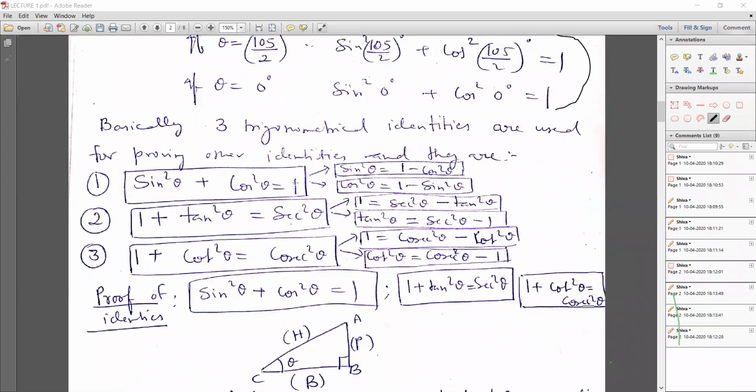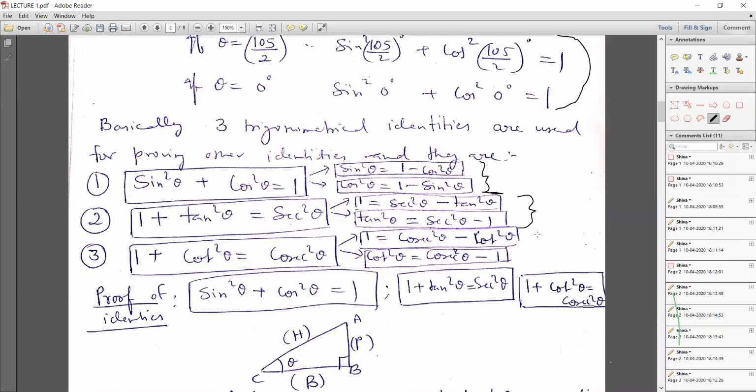Now, the first identity is sine square theta plus cos square theta is equal to 1. Second identity is 1 plus tan square theta is equal to sec square theta. And third identity is 1 plus cot square theta is equal to cosec square theta. So from the first identity, in place of 1, you can write sine square theta plus cos square theta. In place of sine square theta plus cos square theta, you can write 1.